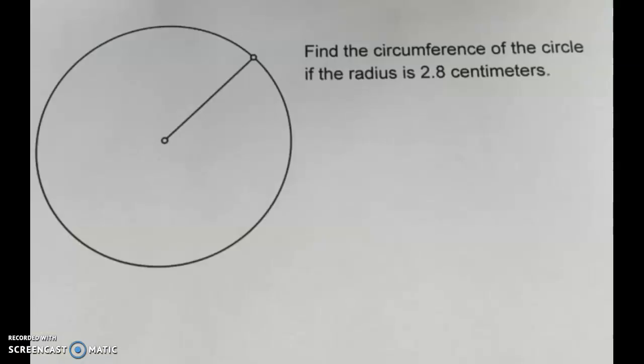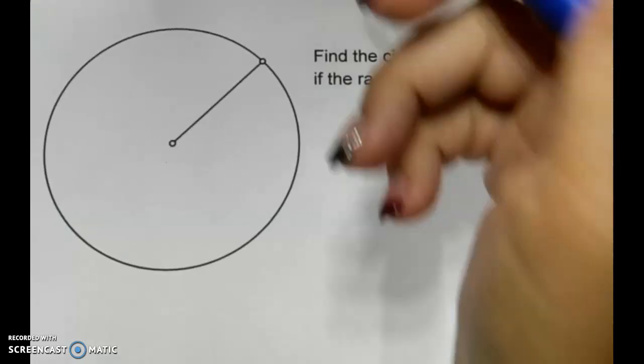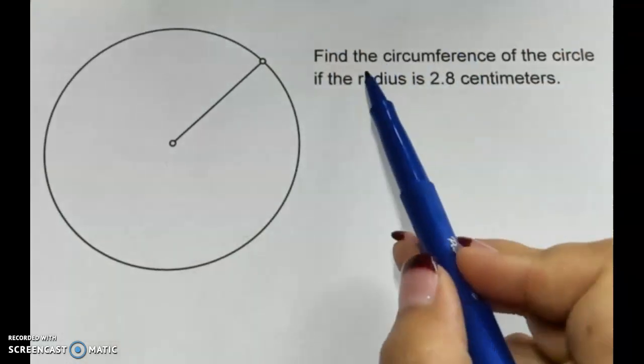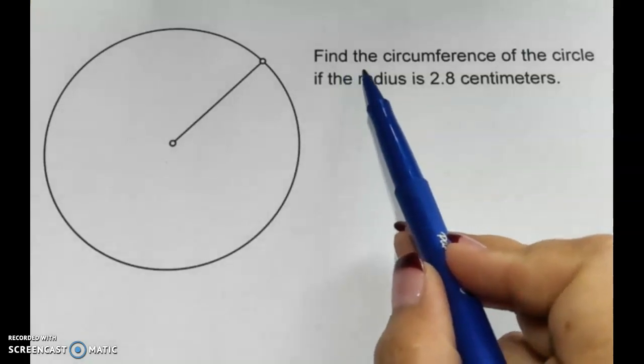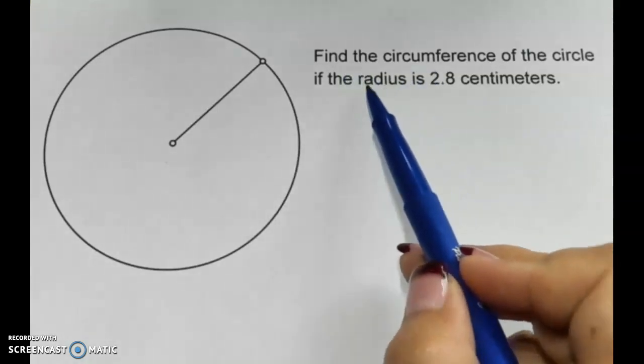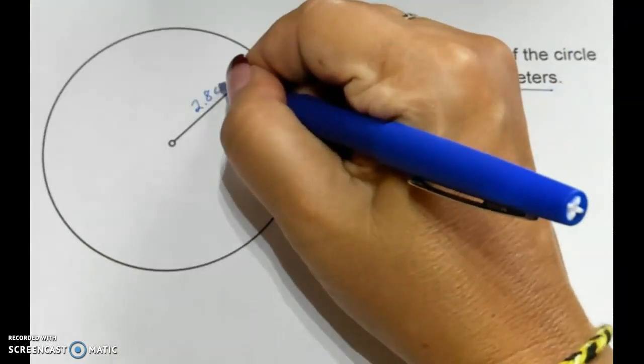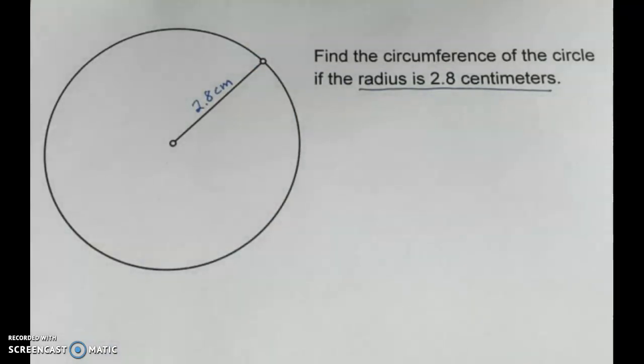Okay, at this time I would like you to make a sketch of a circle and draw yourself a radius from the center of the circle anywhere to the outside edge. And usually when you're making a sketch, you want to try to make it as accurate as possible. I would use a ruler when you draw in your radius. And we're going to work out a problem together where we find the circumference of this circle if we know that the radius is 2.8 centimeters. I'm just going to go ahead and label that on my diagram, 2.8 centimeters.